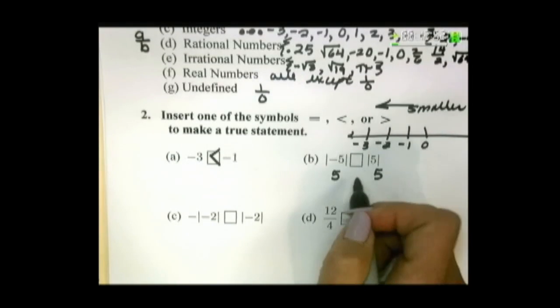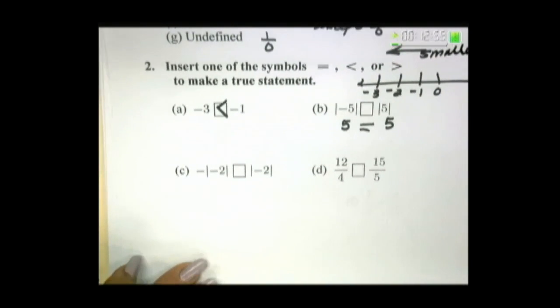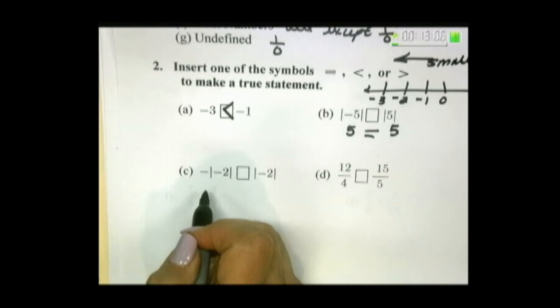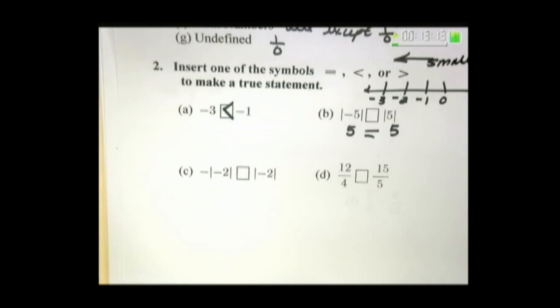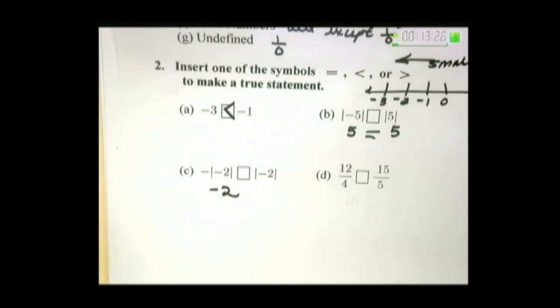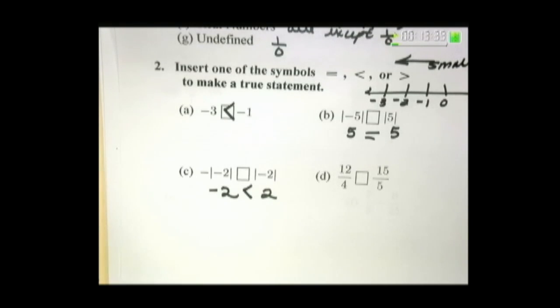So when we look at 5 and 5, of course, they are equal. Now when we look at C, let me move that up for you. We have negative absolute value of -2. What that really means is the opposite of the absolute value of -2. Since absolute value is always positive, the opposite of always positive will be negative. So on the left-hand side you have -2. And on the right-hand side, we have the absolute value of -2, which is 2. So we are comparing -2 and 2. Clearly, the negative would be smaller than the positive, so we point toward the smaller number.